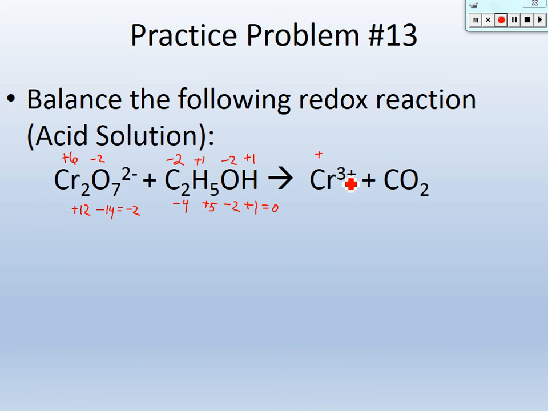Now if it's just by itself, it's equal to its charge here, so it is plus 3. Oxygen's always a -2. I've got 2 of them. That's a -4. What does the carbon have to be? +4. Plus 4. Thank you.